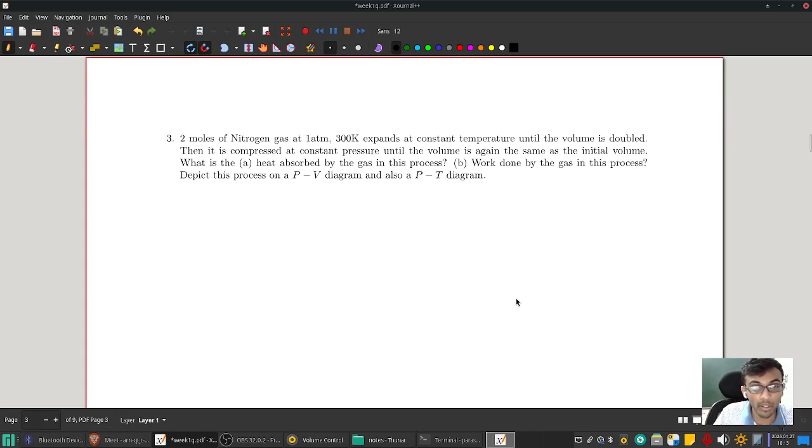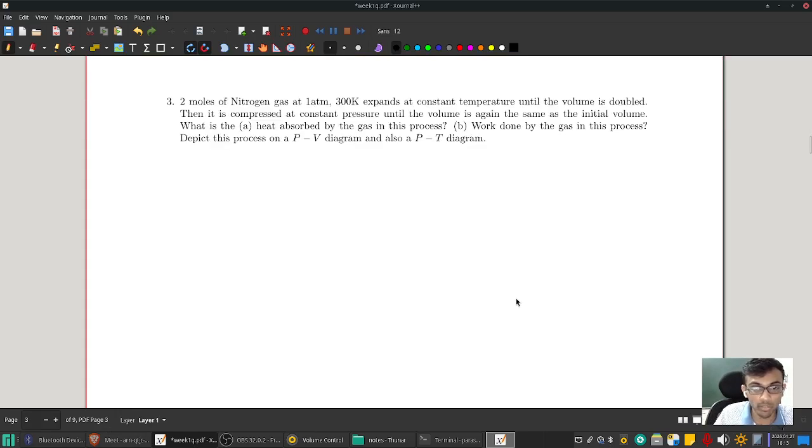All right. So now let's move on to the third question. Yeah. So we have nitrogen gas undergoing a couple of processes, and they've been described. So let's get started by trying to depict these processes in, let's say, the PV diagram.